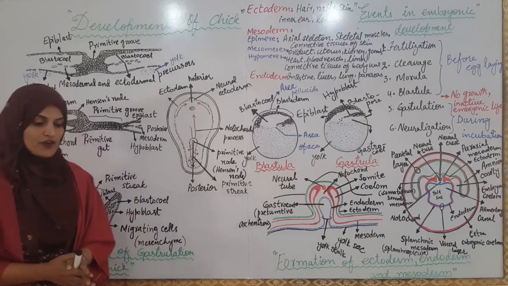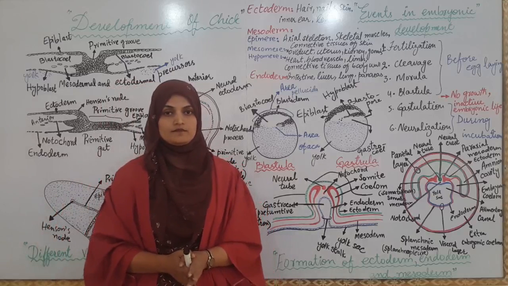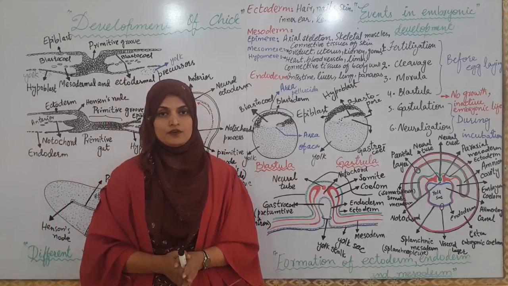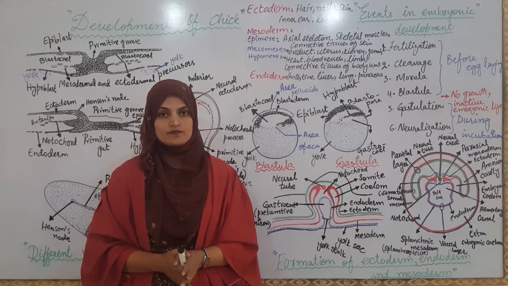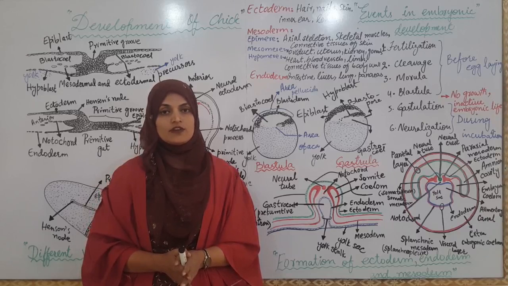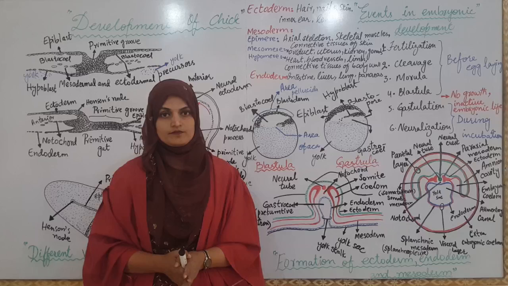In this way, various organs are formed in the chick. I hope you got an idea about how various organs are formed and various germ layers are formed within the chick. This takes place by the process of gastrulation. In the next lecture, we will study about neurulation, how neurons are formed or how the nervous system develops within the chick. Thank you.